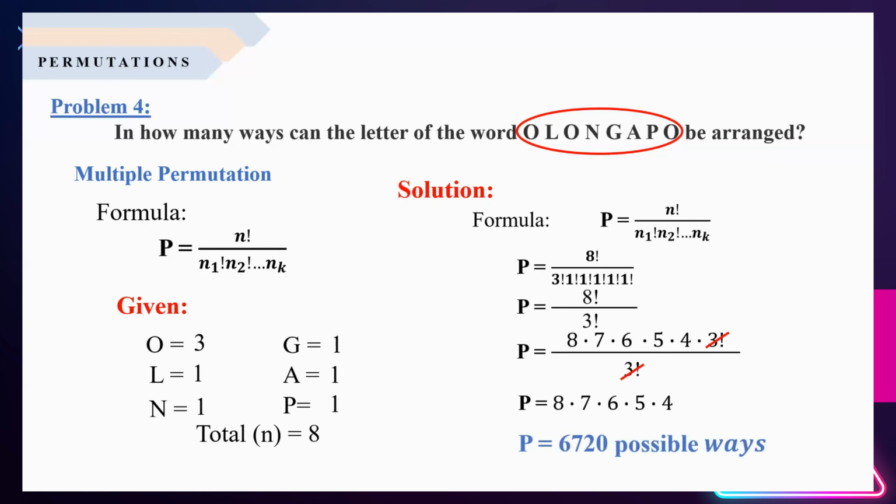And that is 6,720 possible ways. So therefore, there are 6,720 possible ways can the letter of the word Olongapo be arranged.